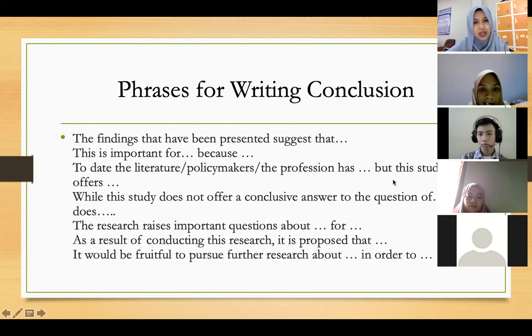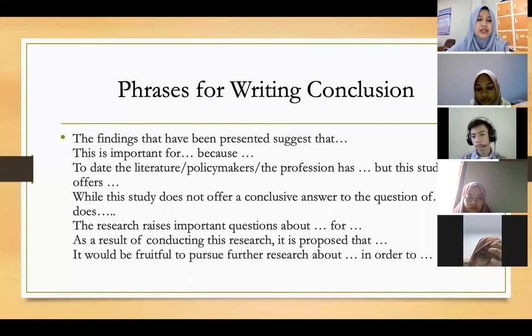Okay, I'm providing here some phrases that are normally used for writing the conclusion. So the findings that have been presented suggest that, let's say, this is important for the field of accounting because it provides insights into how far the literature has been progressing in the field of tax, particularly tax avoidance. Yeah, for example. Okay. There are other sentences. While this study does not offer a conclusive answer to the question of blah blah blah, but it does.